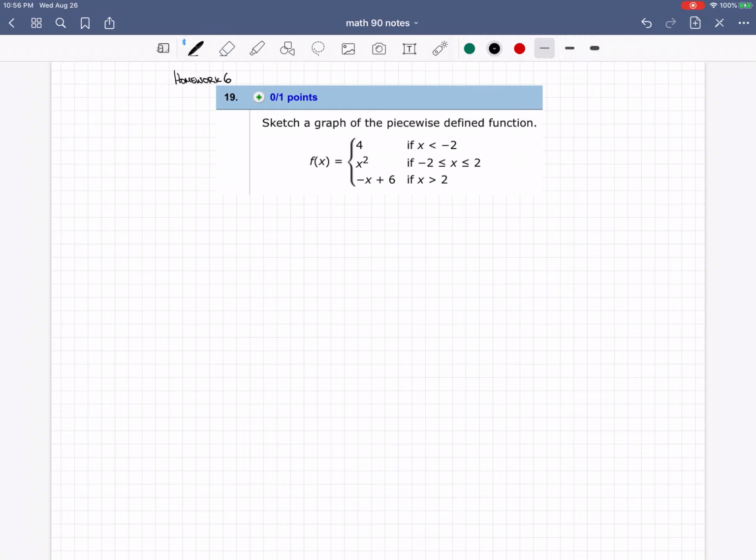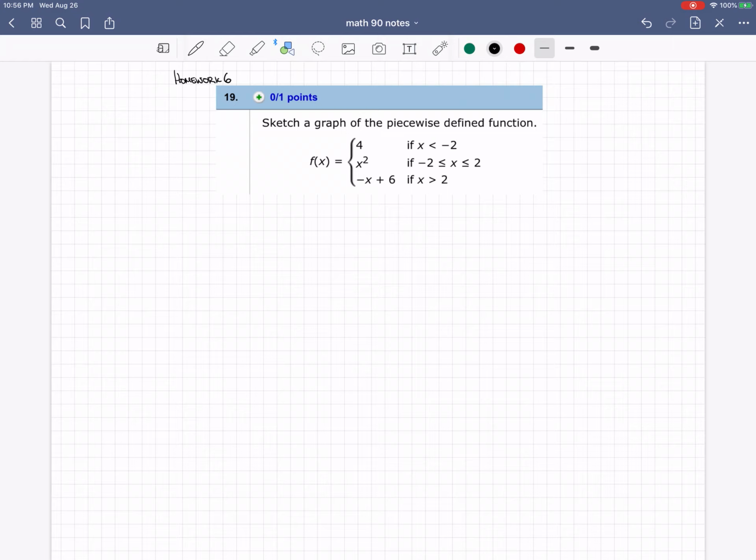In this final lesson for this week, where we really build a solid base for talking about functions, I'm going to look at homework 6, problem 19. So you'll notice here that this is also a piecewise defined function, and this one has 3 pieces. So f of x is 4 if the input is less than -2. f of x is x squared if the input is between -2 and 2. And f of x is -x plus 6 if x is greater than 2.